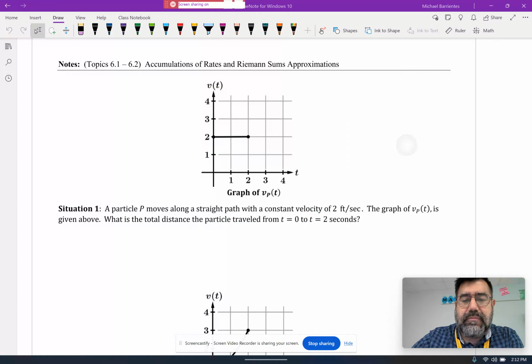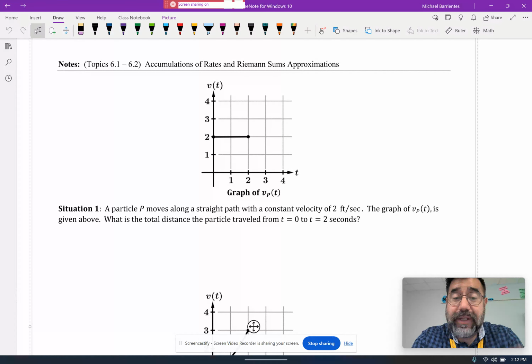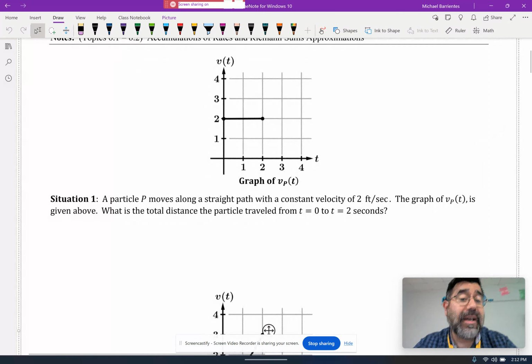We will be working with approximating definite integrals, but also connecting them to accumulations of rates of change. And so we're going to start in video 1 pretty straightforward, talking about a situation that you may have encountered 2 units ago, in Unit 4, with some motion situation.